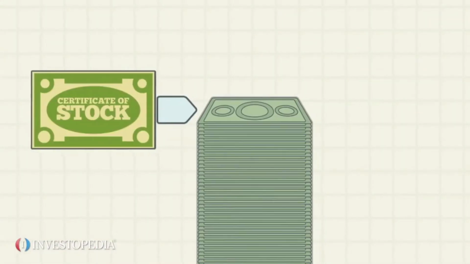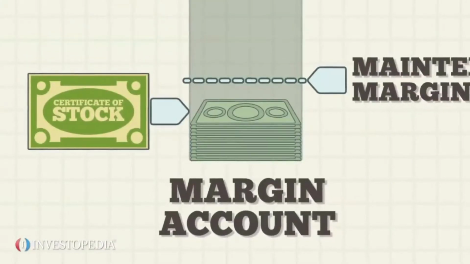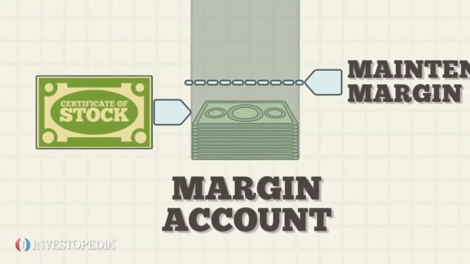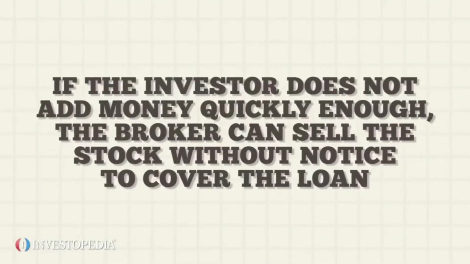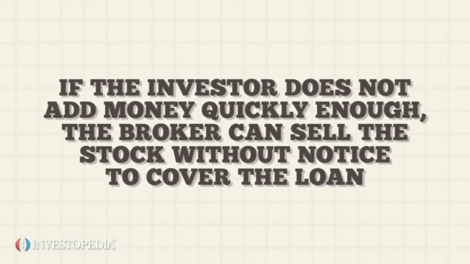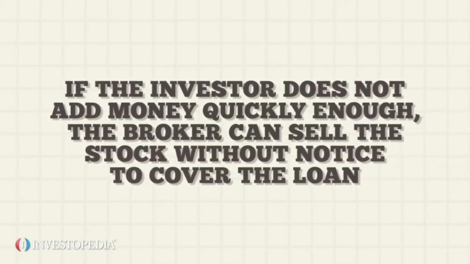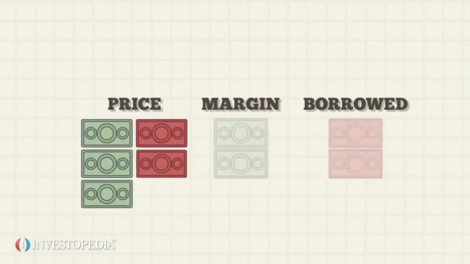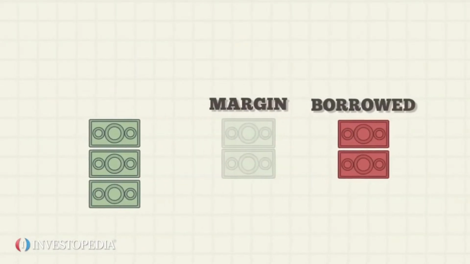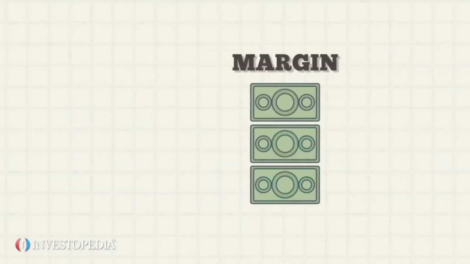If the stock value drops below the maintenance margin, the investor must pay into the account to cover the difference. This is called a margin call. If the investor does not add money quickly enough, the broker can sell the stock without notice to cover the loan. When you sell the stock in a margin account, the proceeds go to your broker against the repayment of the loan, and any remaining profit is yours to keep.